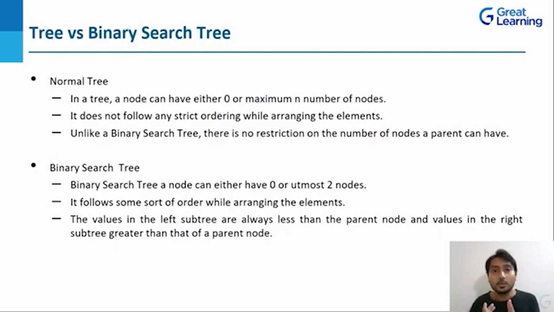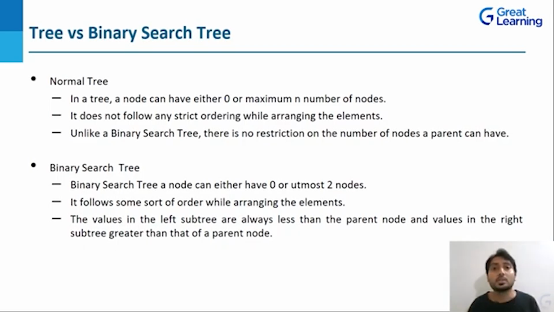Now all the values present on the right side or in the right subtree of a root node must be greater than that of the root node, and all the values present in the left subtree of the root node must be smaller than that of the root node. So this is what is followed in a binary search tree.